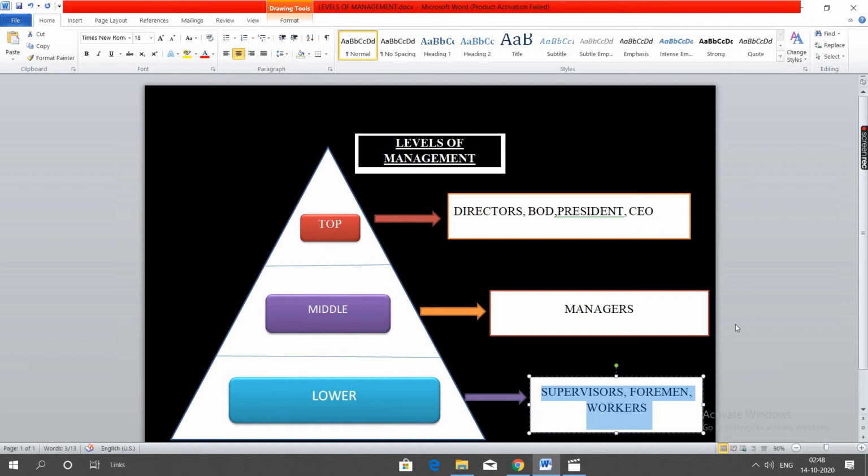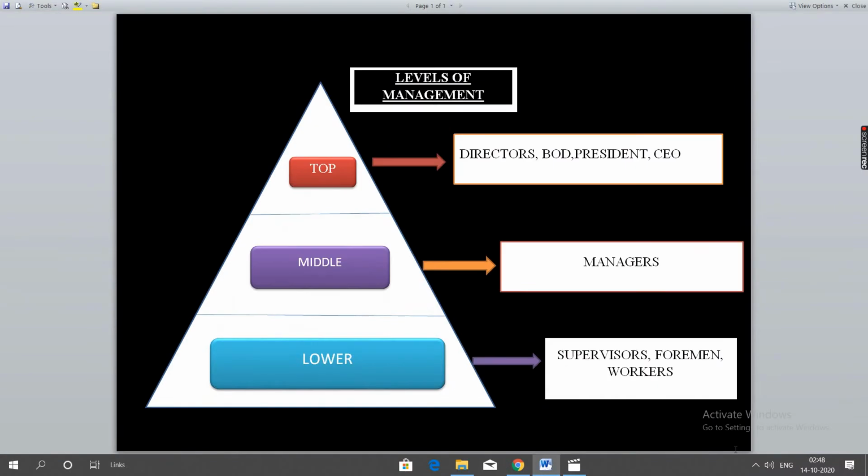So educators, you need to keep this particular file in Microsoft Word ready, where you'll be drawing a pyramid and you will be asking the students about the various levels of management which they saw in the video. As they go on answering, you need to mention it in the pyramid form. Top level management, middle level management, and then lower level of management.